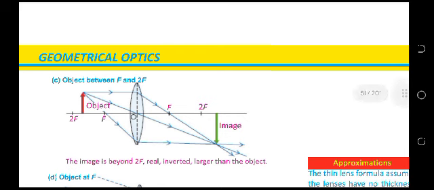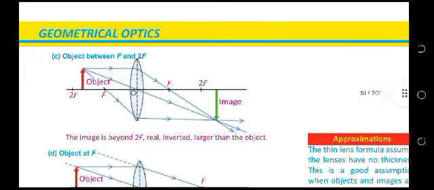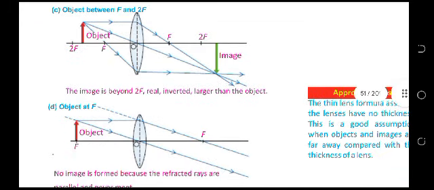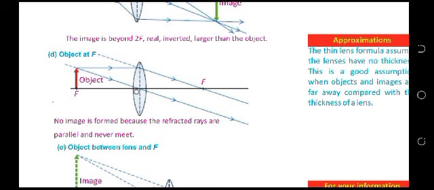See, object between F and 2F: the image is beyond 2F, real, inverted, larger than the object. Object at F: no image is formed because the refracted rays are parallel and never meet.